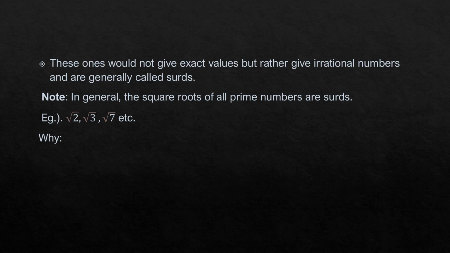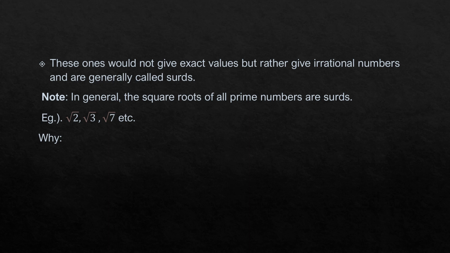The reason why the square root of 20 or the square root of 100 is worth thinking about is because they don't give exact values, but rather give irrational numbers. For example, the square root of 2 gives us 1.414 and it is unending. So it's not an exact value. Generally, these are called sets. Examples of sets: square root of 20, square root of 3, square root of 7, etc.